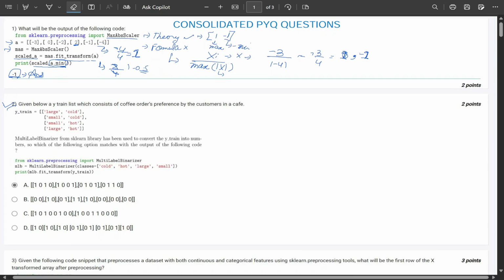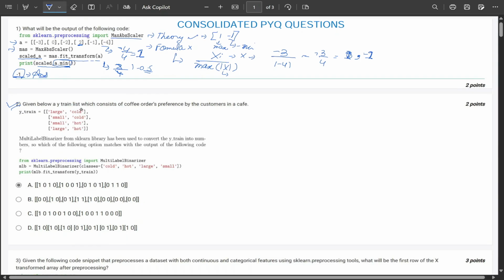So our next question is: given below is a y_train list which consists of coffee order preferences by customers in a cafe. This is your y_train and you have to use MultiLabelBinarizer from Scikit-learn to convert your y_train into numbers. Which of the following options matches the output of the following code? So you have this particular code. Let's see what this code does.